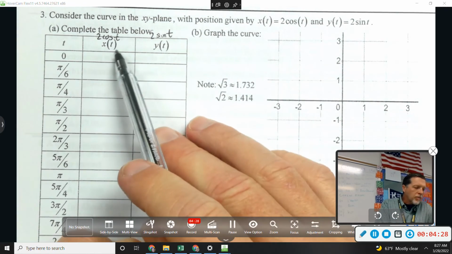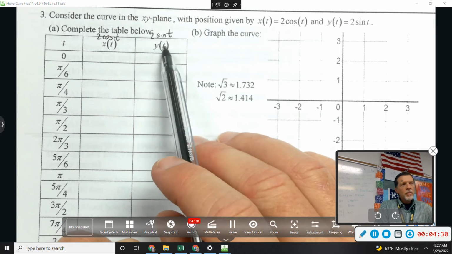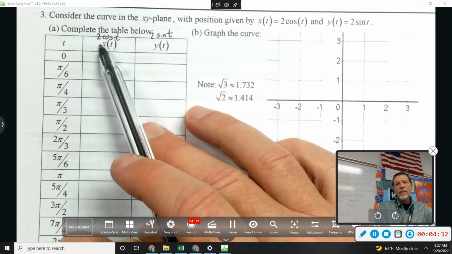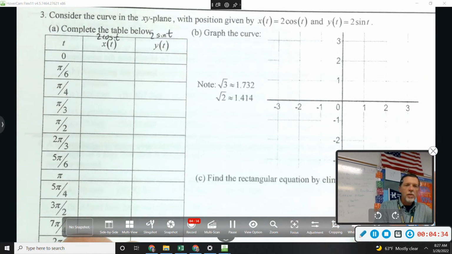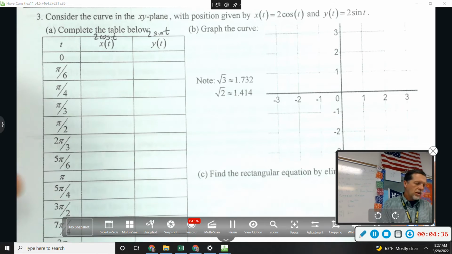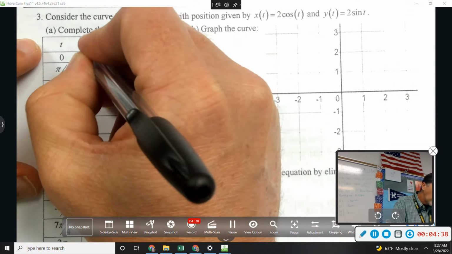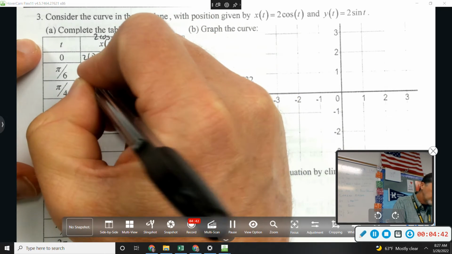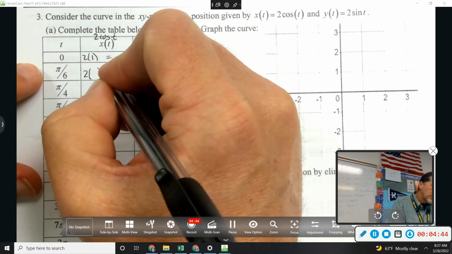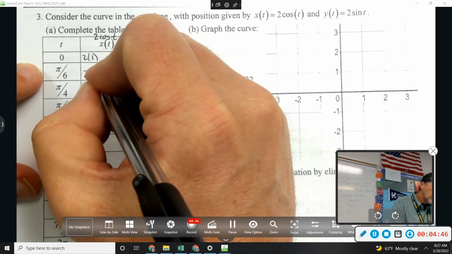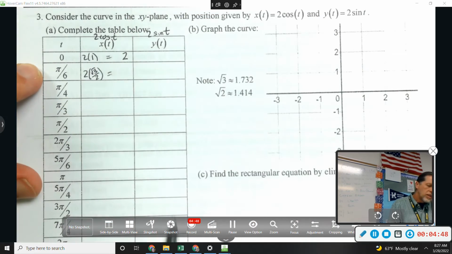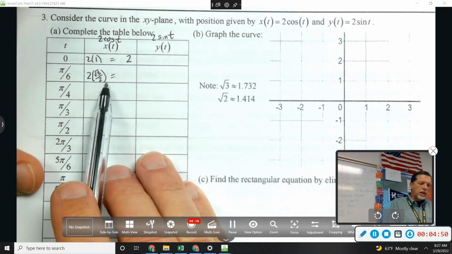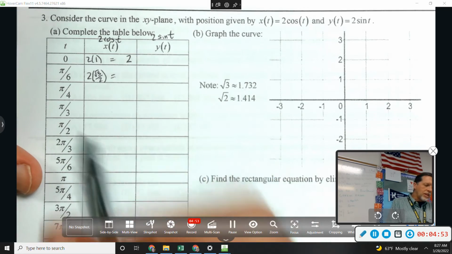You don't have to write the equation right there on the table of values, but I think it's helpful. It keeps it organized, easier to find. So 2 times cosine of 0 is 2. Cosine of pi over 6 is root 3 over 2. So that would be root 3, which they conveniently tell me.